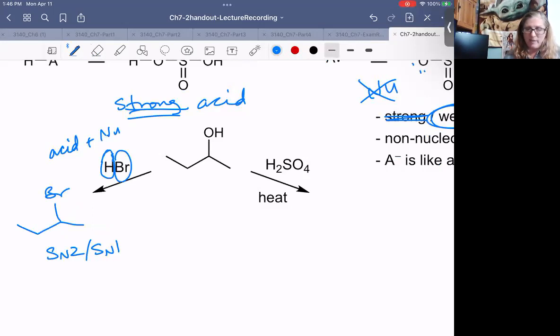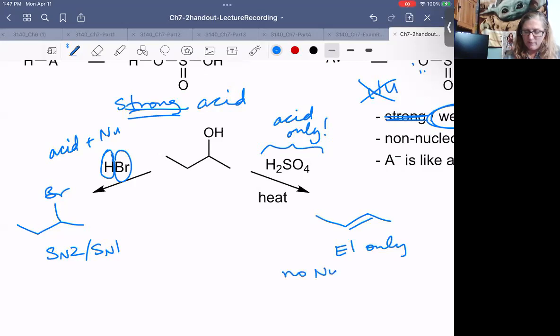Okay, what's different in this new reaction when we just have concentrated H2SO4? We have an acid only. The only role that H2SO4 is ever going to play is protonation. Bam, you're done. That's all it wants to do. So in that case, when you make a carbocation, it has no nucleophile. So the only thing the carbocation can do is deprotonate. So here we get E1 only. There's no nucleophile, so there's no SN1.